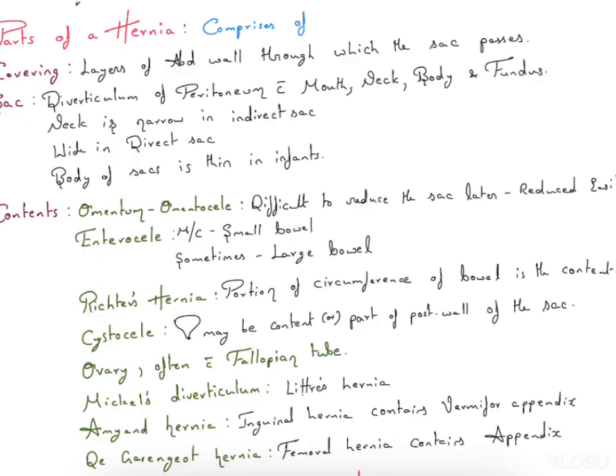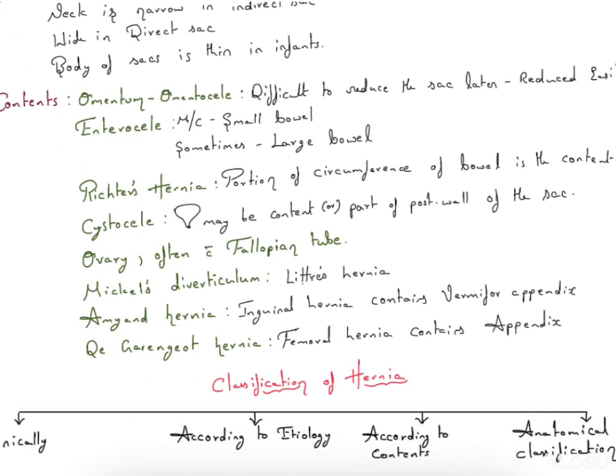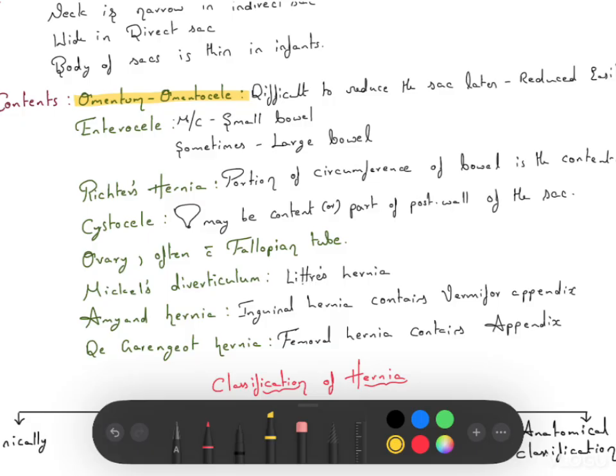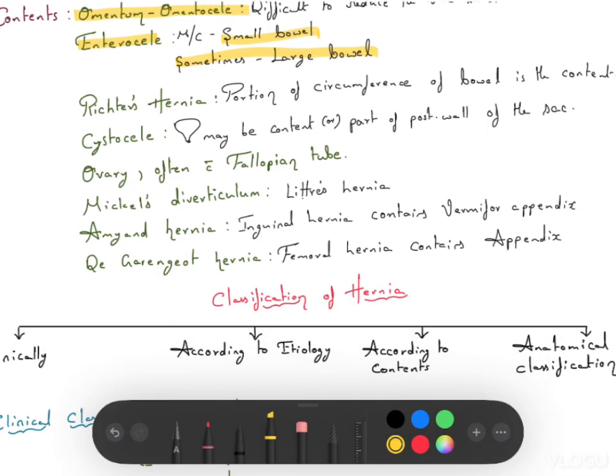The body of the sac is thin in infants. Then we can see some contents, first one omentum and omentocele. If the patient has difficulty reducing the sac later but it reduces easily, then we have to suspect the content is omentum or omentocele. Next we can see enterocele. Enterocele means small bowel, and sometimes large bowel also. Next we have another type of hernia content, that is Richter's hernia. Richter's hernia means a portion of the circumference of the bowel is the content.